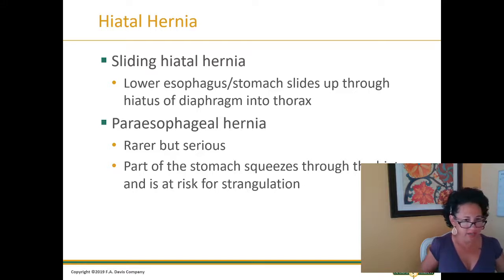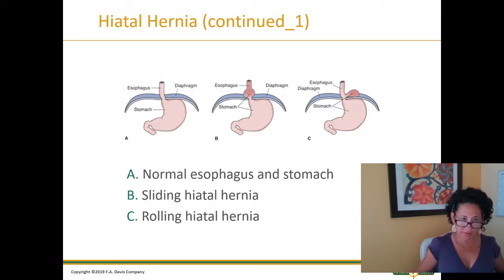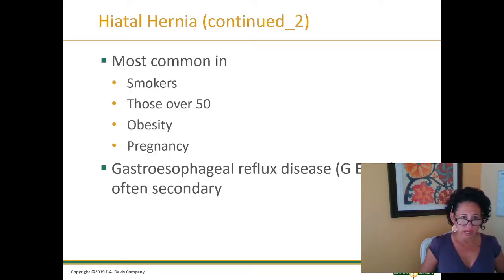Hiatal hernia. Okay. Hiatal hernias are when the lower esophagus and stomach slide up through the hiatus of the diaphragm into the thorax. So you guys know what hernias are, right? It's a protrusion. So these are just different areas. We have a diagram there of the different types: this is normal, sliding, rolling. Look at those. Where we see them most is in smokers, those over 50, obese, pregnancies, GERD secondary.